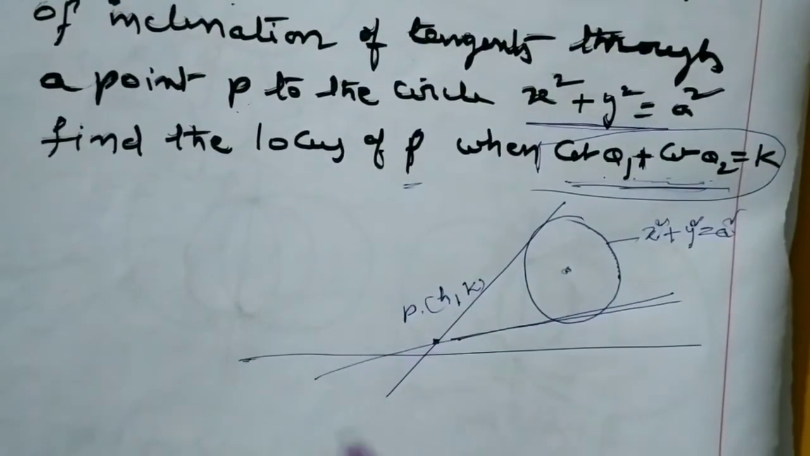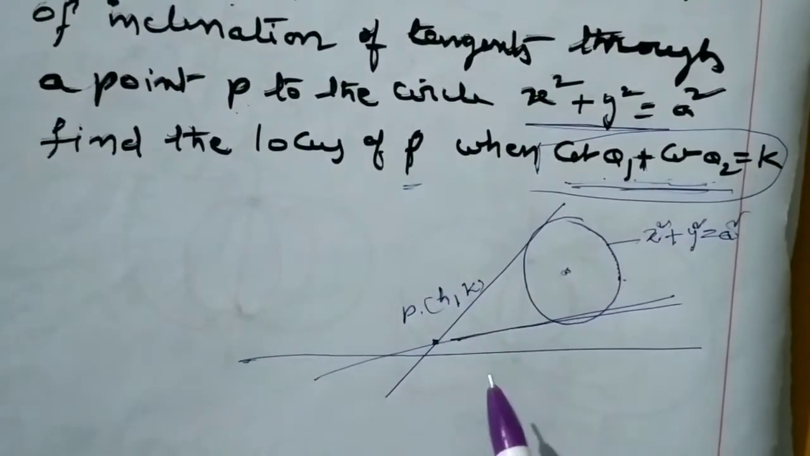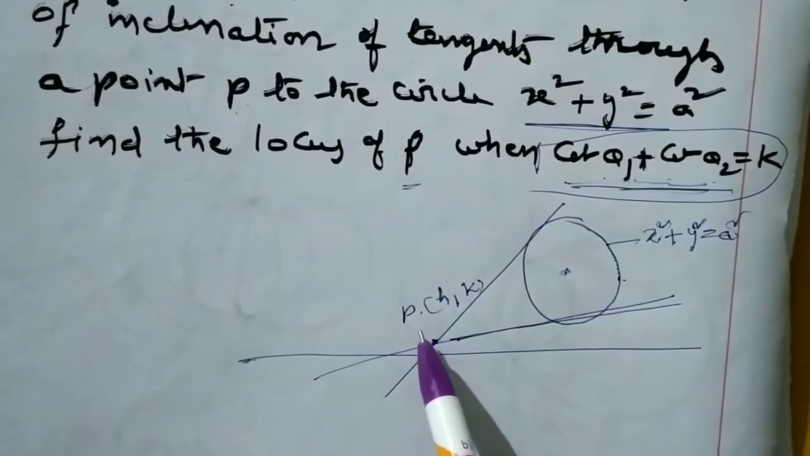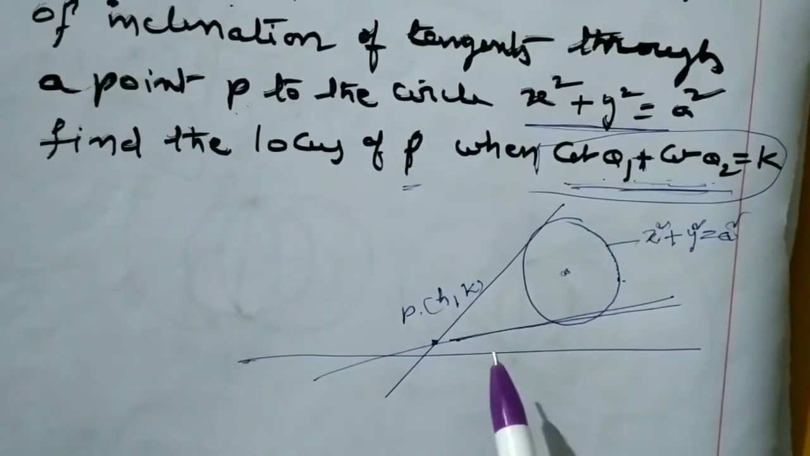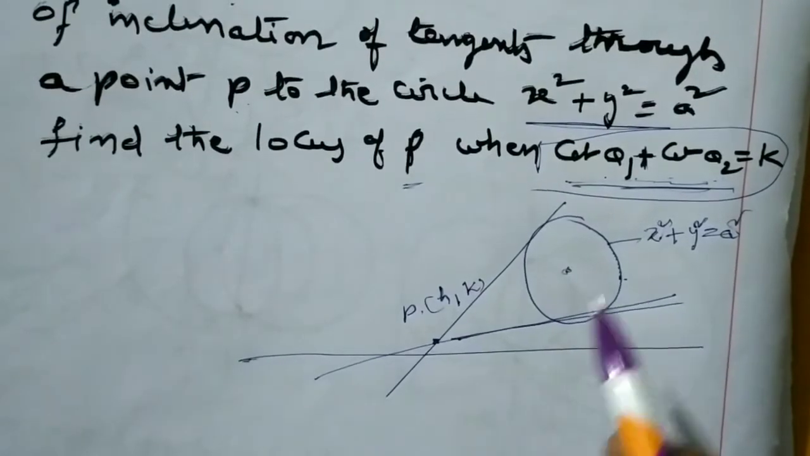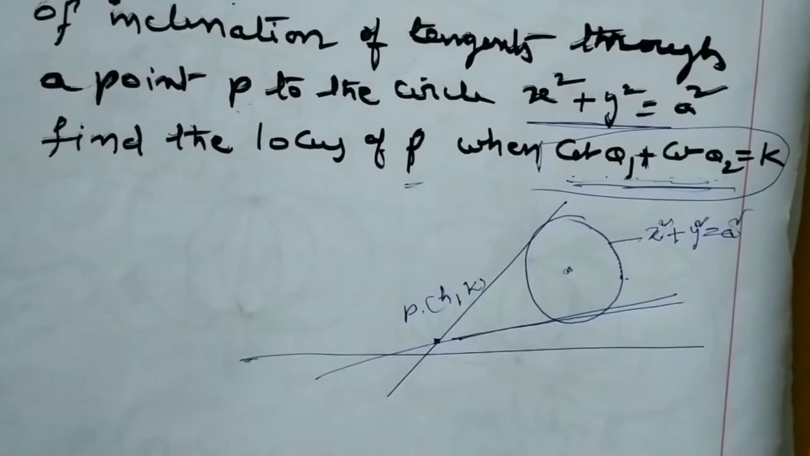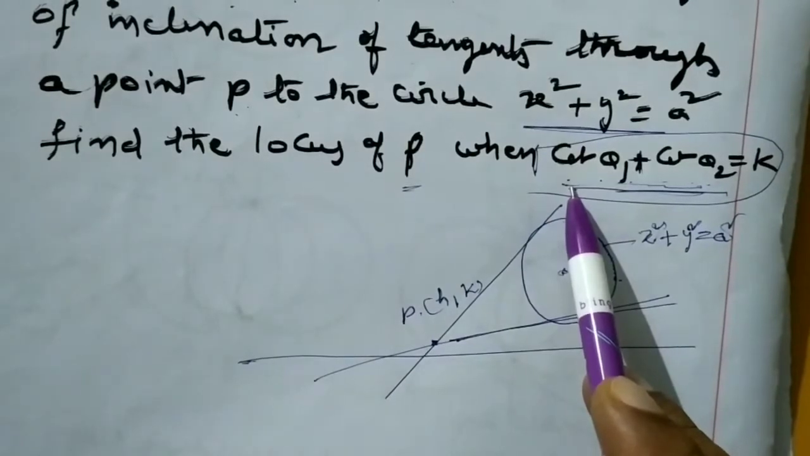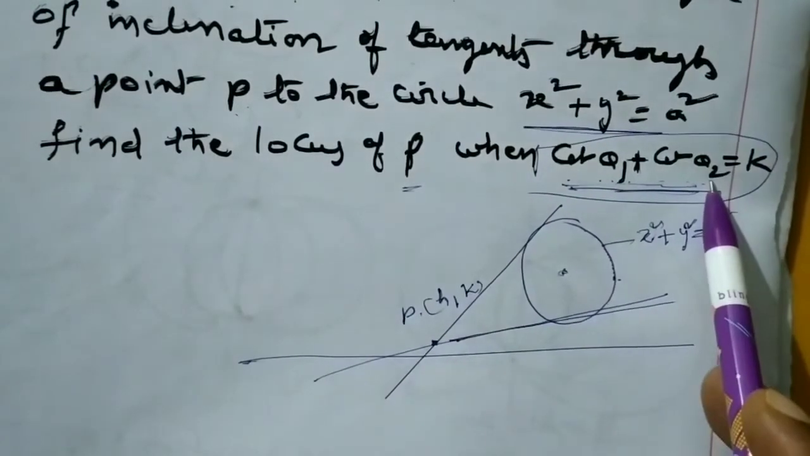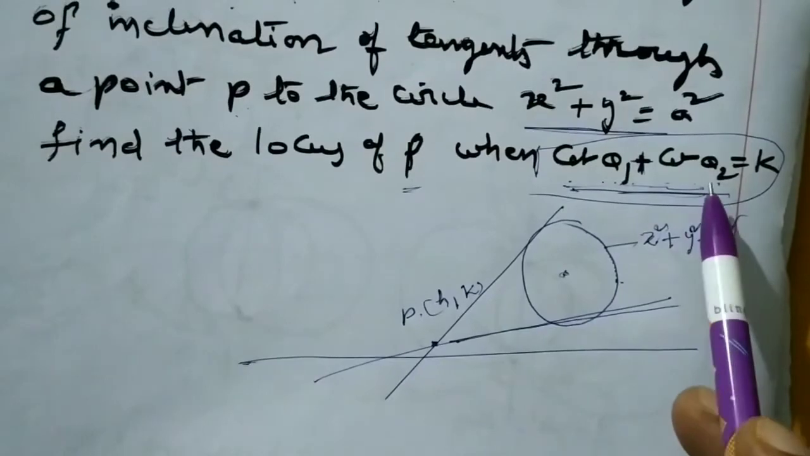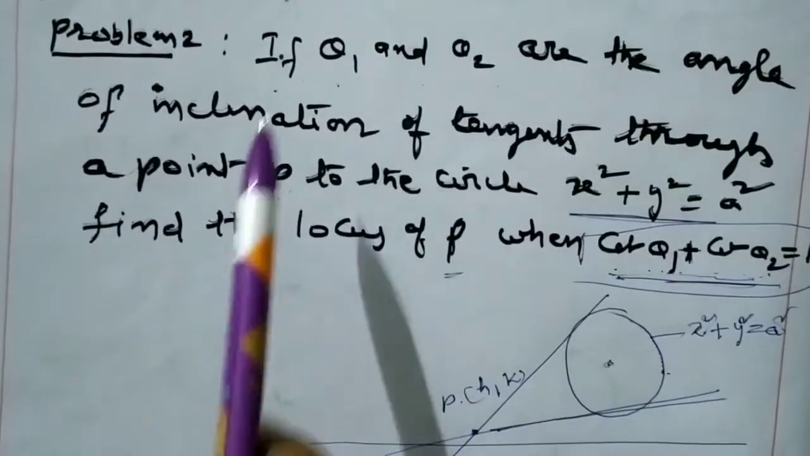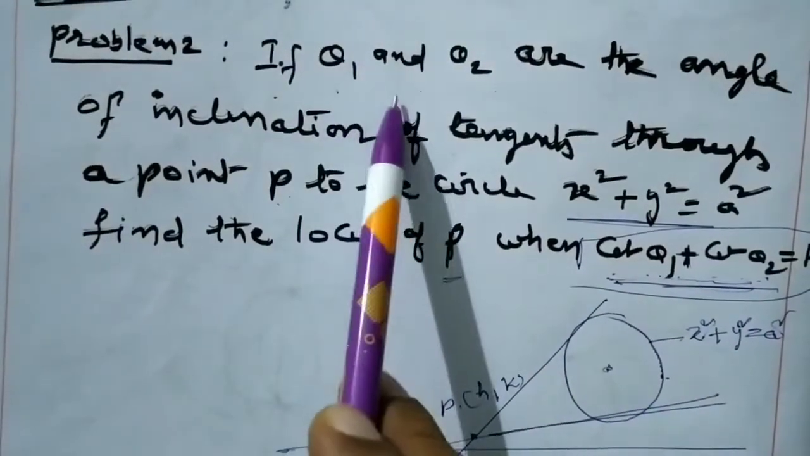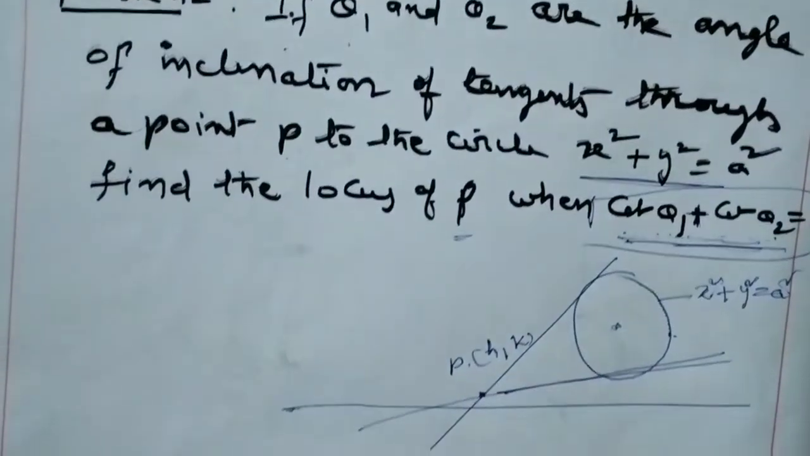Once again, a circle is given and from a point in the same plane, a pair of tangents are drawn to the circle, satisfying the condition cot theta 1 plus cot theta 2 is equal to K. If you observe the condition, theta 1 and theta 2 are involved. Here theta 1 and theta 2 are the angles of inclination of the tangents through a point P.